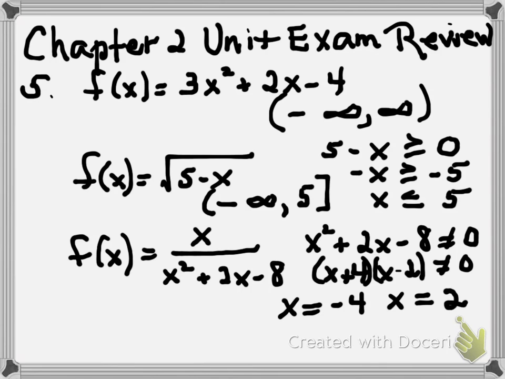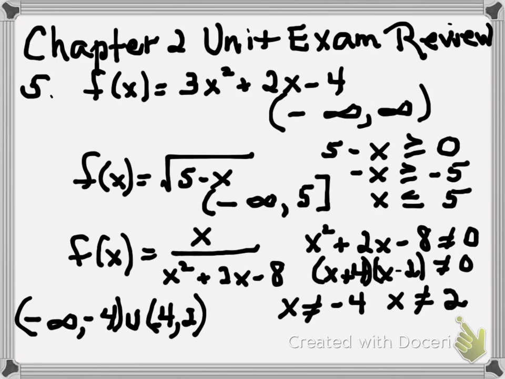That means that those numbers cannot be values that are included in the domain. So we have from negative infinity up to negative 4, or from negative 4 up to 2, or from 2 to infinity. In this way, we've excluded the values of negative 4, and we've excluded the values of positive 2.